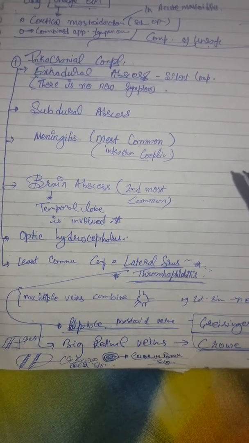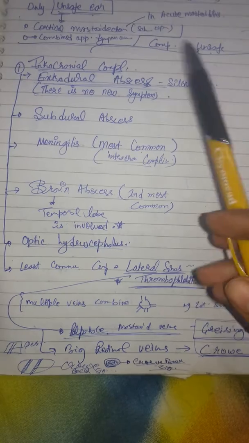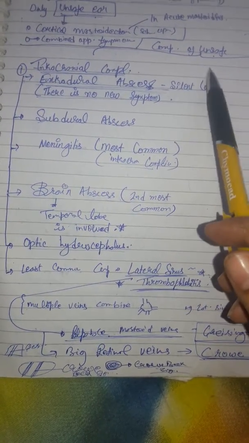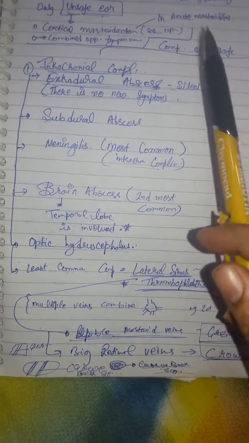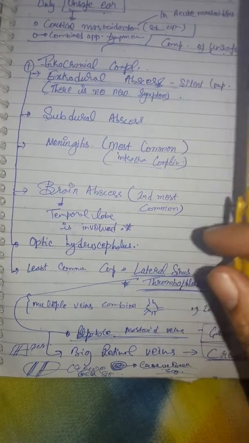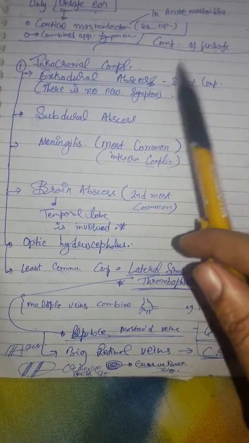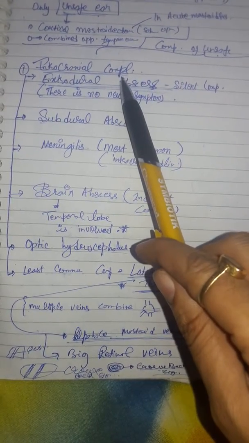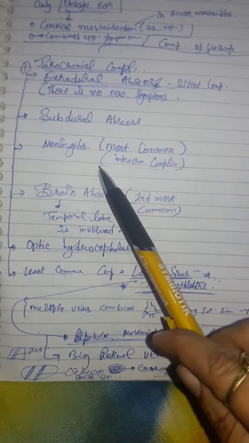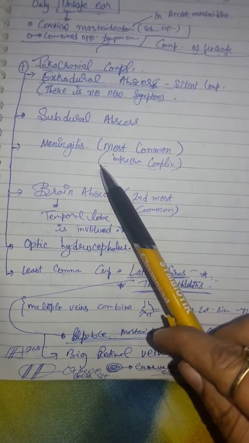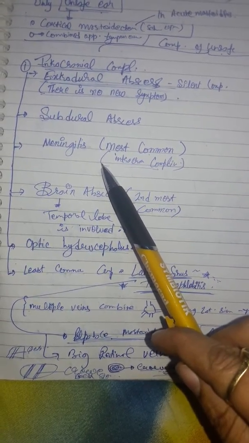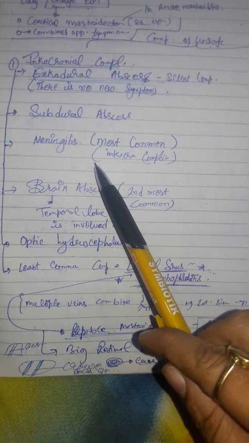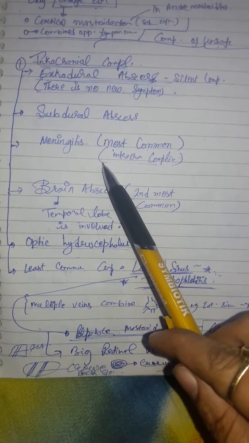Hello friends, a very important topic to start with: the complications of unsafe ear, or chronic suppurative otitis media (CSOM) unsafe variety. The complications can be divided into intracranial and extracranial. The most common intracranial complication is meningitis, while the most common extracranial complication is mastoiditis. Now if the examiner asks what is the most common overall complication, it will be mastoiditis.